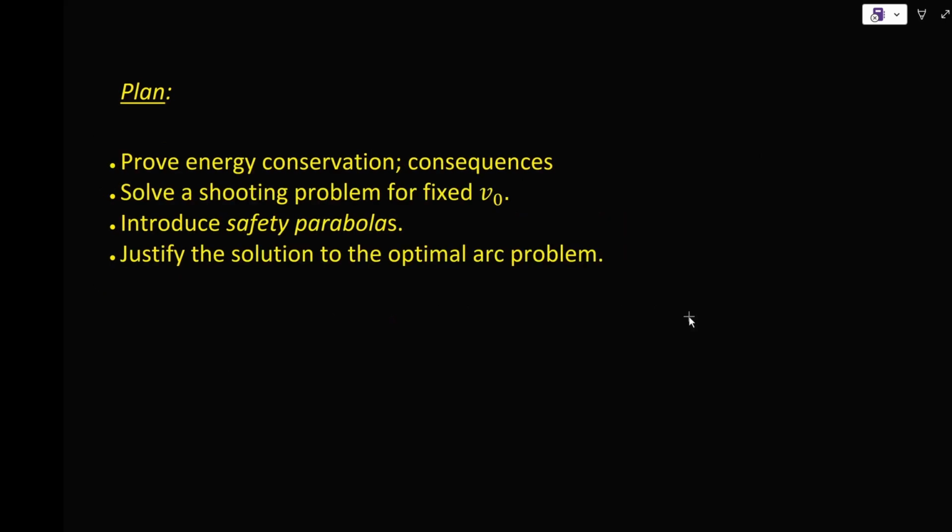Here's our plan. We're going to justify our solution in a few steps. First, we will prove an identity that expresses energy conservation. We will then discuss its consequences. After that, we will solve a shooting problem for fixed V naught. The solution to the shooting problem naturally gives rise to an object called the safety parabola. And with the help of safety parabolas, we can finally justify the solution to the optimal arc problem.